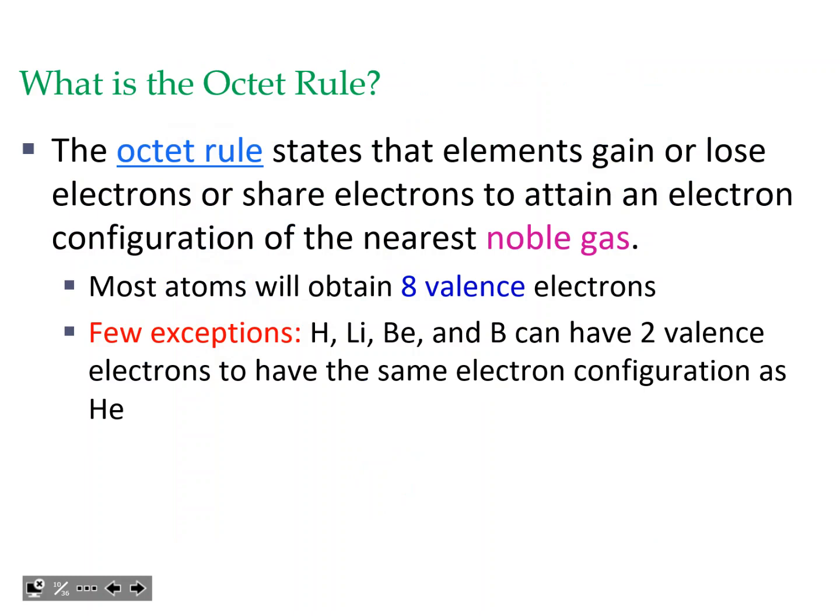Now for the octet rule. The octet rule states that elements gain or lose electrons or share electrons to attain the configuration of the nearest noble gas. For most atoms, and I qualify most atoms, that means they need 8 valence electrons. However, notable exceptions are at the top of the table, because the ones at the top want to look like helium, and helium only has 2 valence electrons. So 2 valence electrons for hydrogen, lithium, beryllium, and boron.